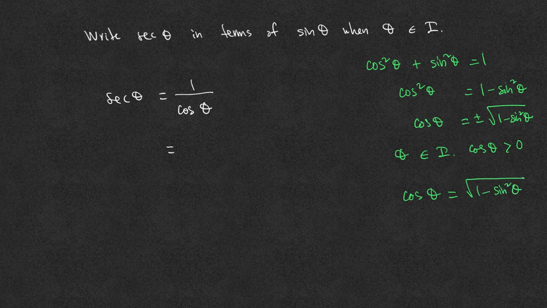And so we replace cosine of theta in the denominator with the square root of 1 minus sine squared of theta. And yes, 1 minus sine squared of theta is cosine squared of theta, but we do not want to write it in terms of cosine of theta because the question asks us to write this secant theta expression in terms of sine of theta. This is in terms of sine of theta.